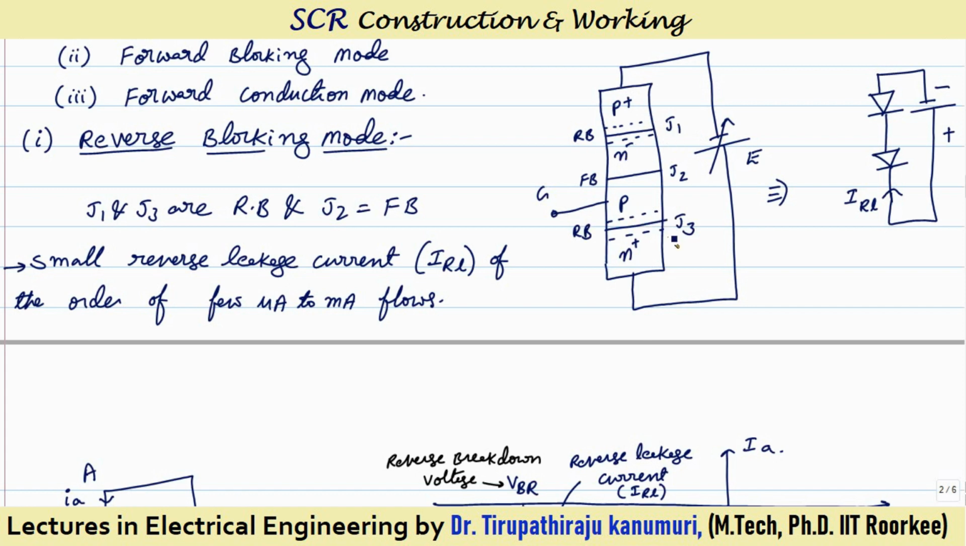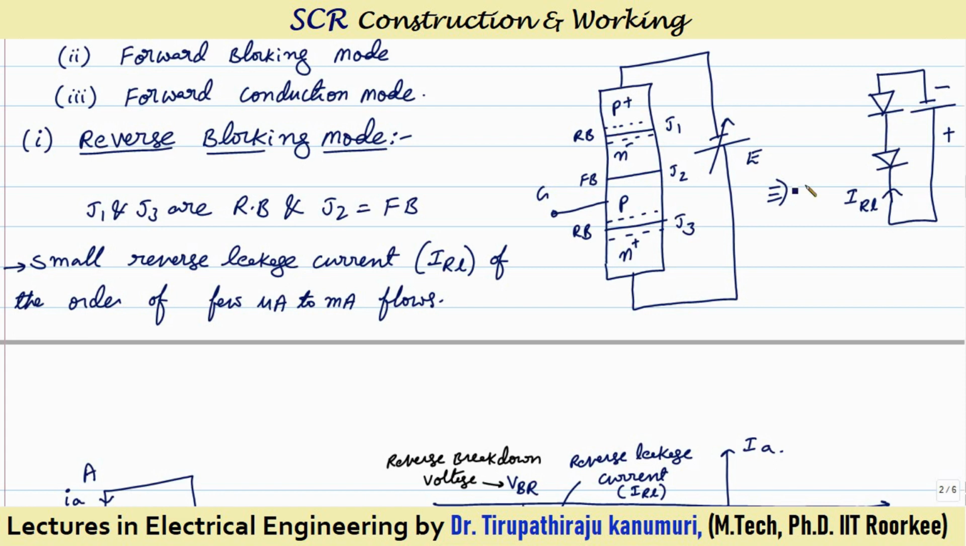Similarly, junction J3 is also reverse biased. But coming here, you can see this N is connected to negative, and this P side is more positive with respect to the N side. So this junction J2 is forward biased. That means this PN junction will act as a closed circuit. The only resistance offered is by junctions J1 and J3, or this can be represented as an equivalent like this. This is my battery. The diodes are connected like this, PN and this is PN.